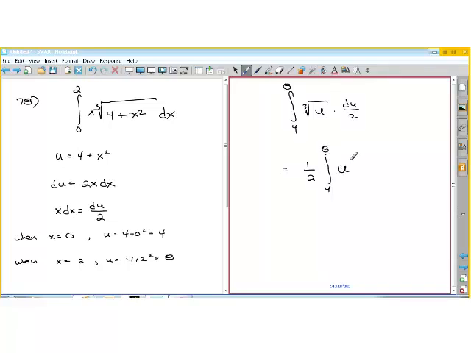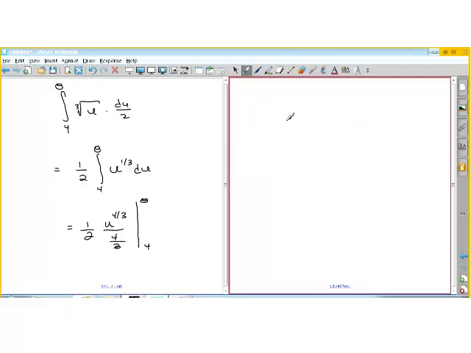And we'll rewrite the cube root as u to the 1/3 power. So we add 1 to the exponent, u to the 4/3. 1/3 plus 3/3 is 4/3. We divide by the new exponent, and we evaluate that between 4 and 8. So dividing by 4/3 is like multiplying by 3/4. So we get 1/2 times 3/4 times u to the 4/3 between u equals 4 and u equals 8.